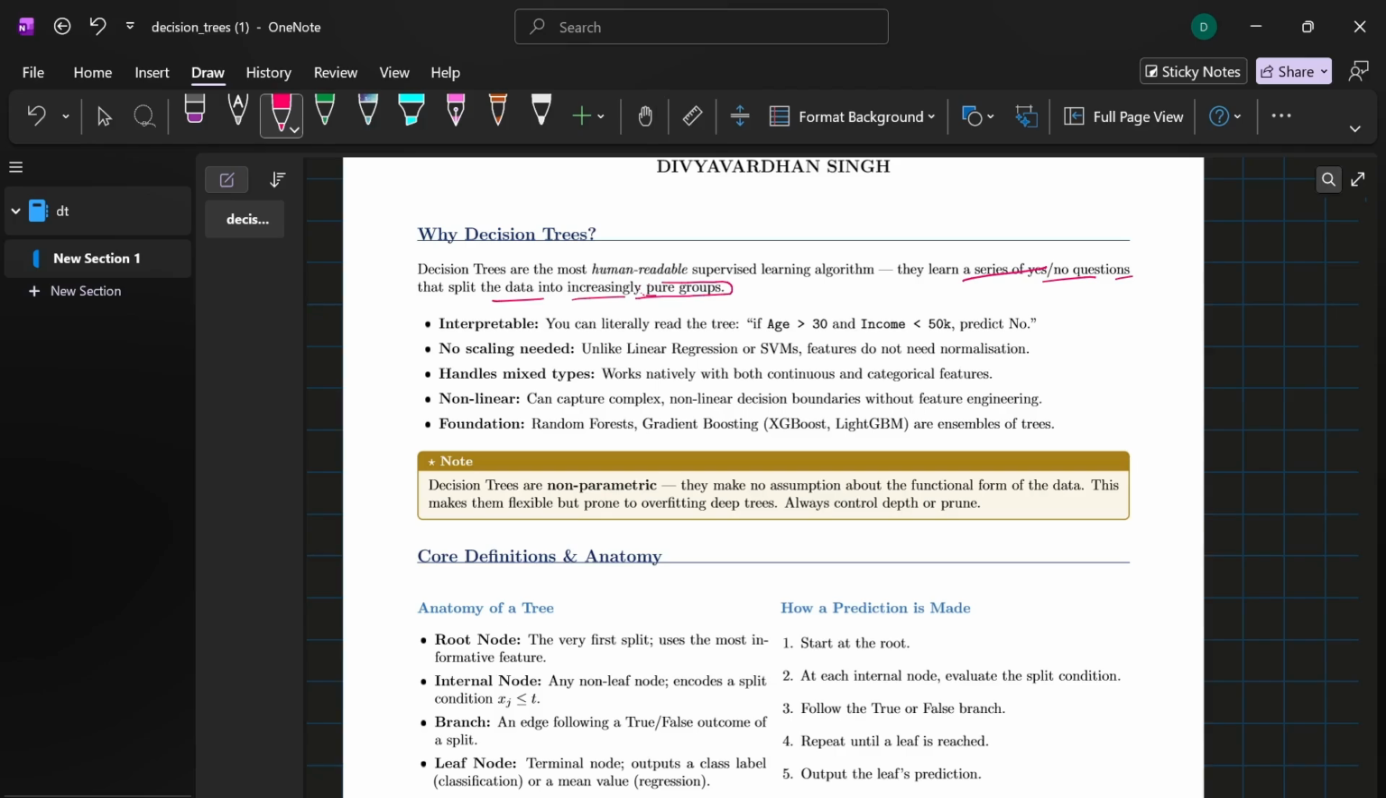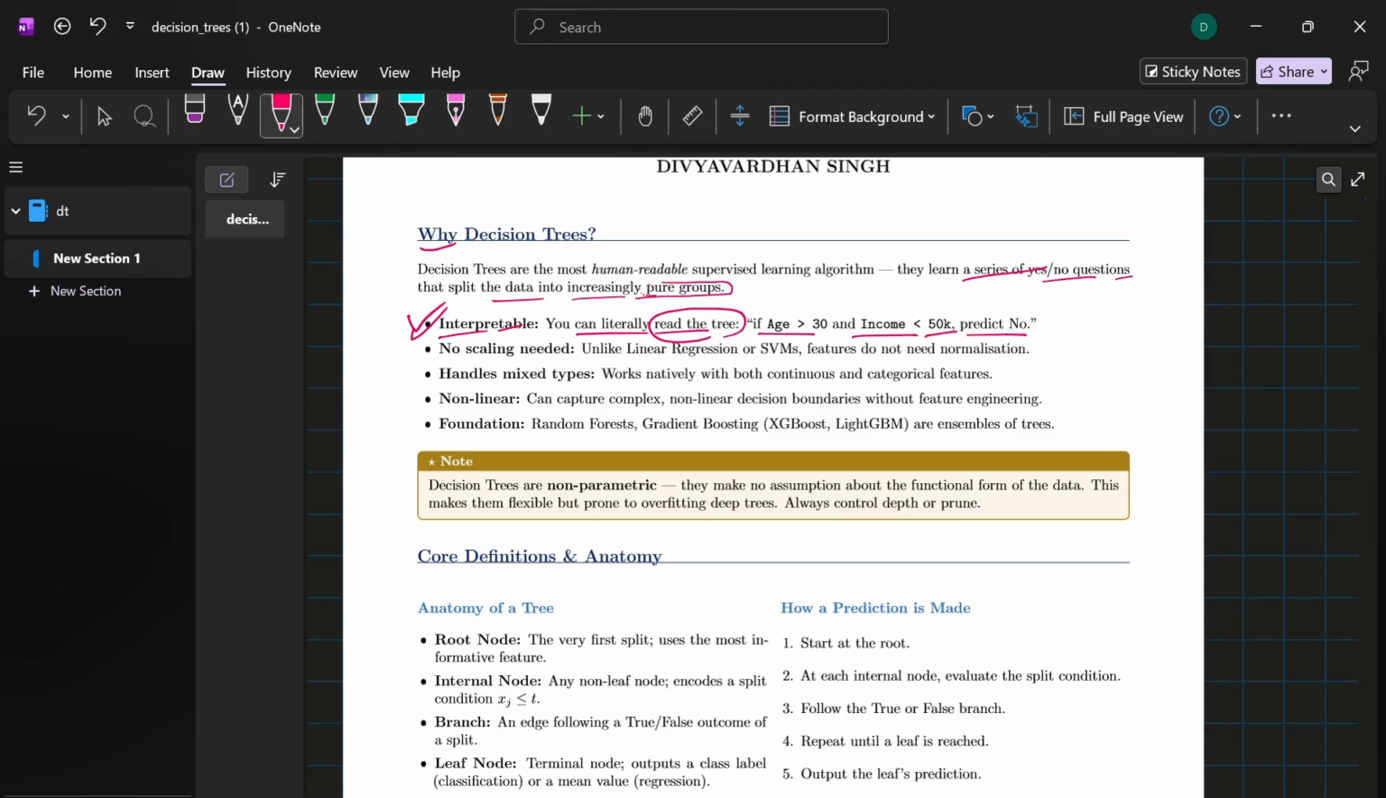Okay, so why should you care about it? Decision trees are one of the most readable machine learning algorithms. You can literally look at a trained tree and read it like a flowchart. If age is greater than 30 and income is less than 50k, then predict no. That's it. No black box in it, no mystery. You can explain it to anyone very easily.